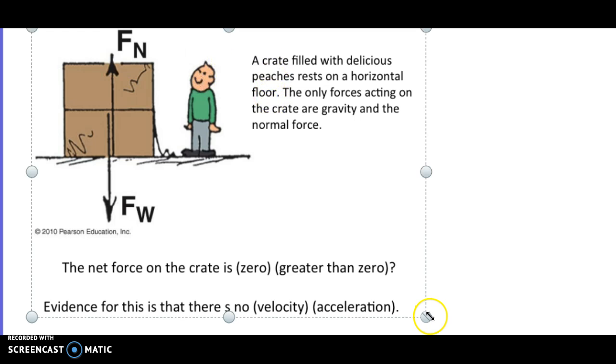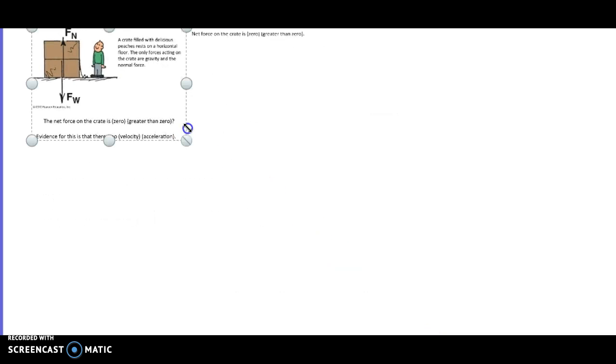Now, if we took the same crate, let's change conditions a little bit, and say now we start to pull on a rope that's attached to it.